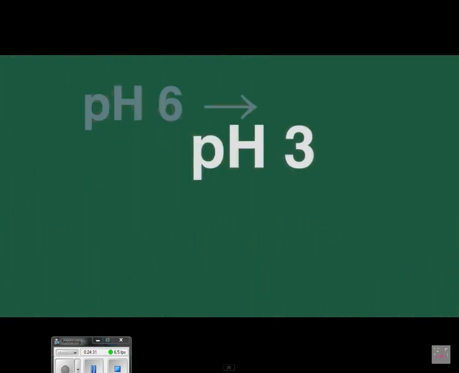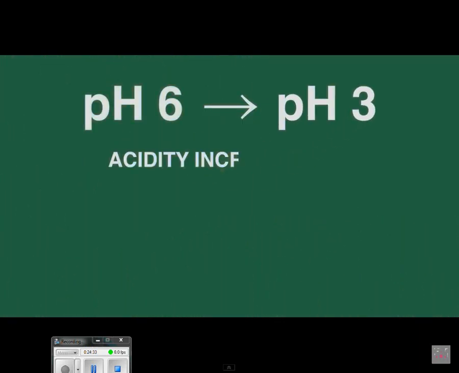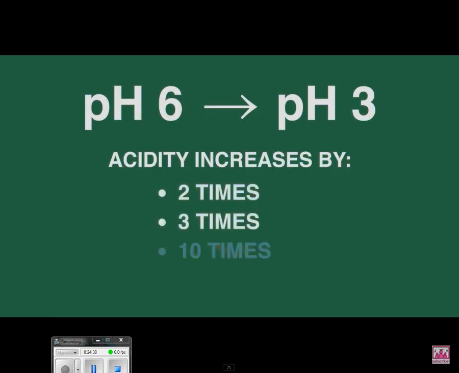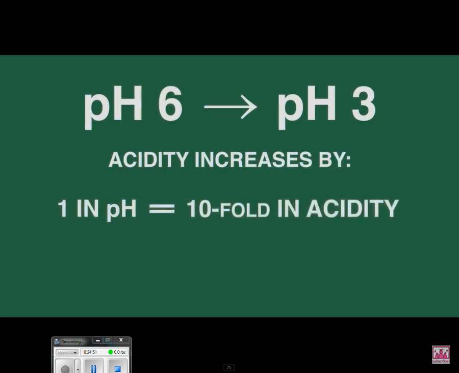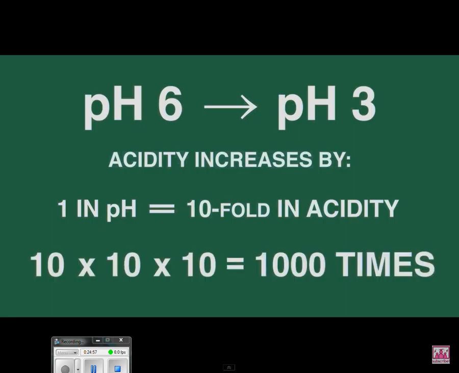When the pH changes from 6 to 3, what do you think the acidity increases by? 2 times? 3 times? 10 times? 1,000 times? Pause and think. What do you think? 2? Okay. Remember that each change of 1 in pH is a 10-fold change in acidity. So changing from 6 to 3 is 10 times 10 times 10, or 1,000 times more acidic.